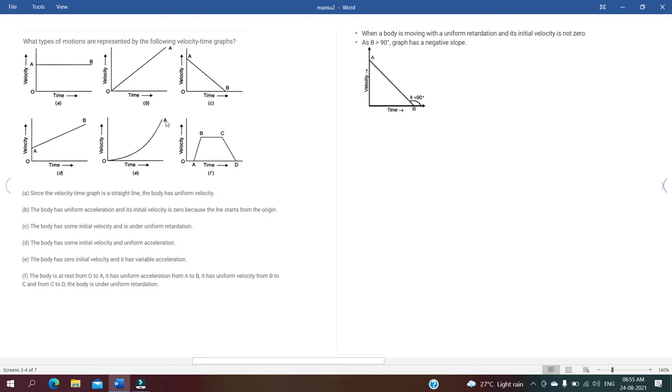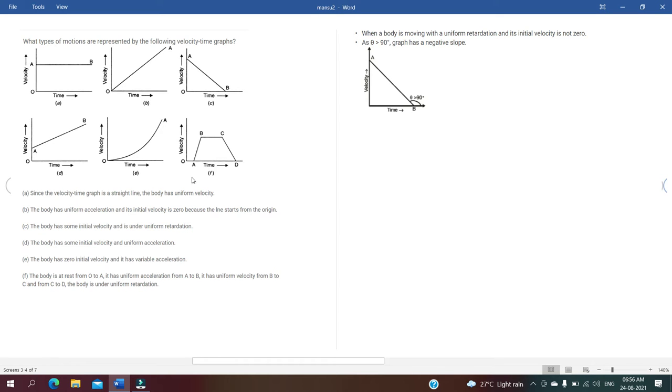Here in this graph E, velocity time graph, it's a curved line. So when the velocity time graph is a curved line, it means the body is moving with non-uniform, or we can say variable acceleration, because the slope of this graph is changing and the slope of a velocity time graph indicates acceleration, so acceleration will also vary. Here the body has 0 initial velocity but is moving with a non-uniform or variable acceleration.